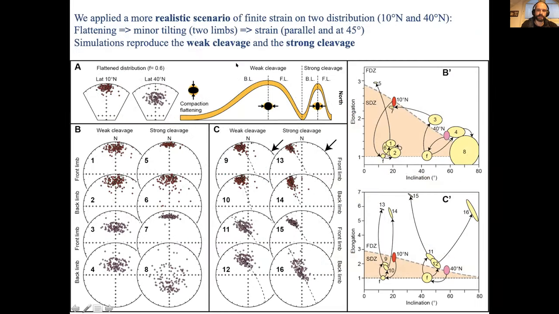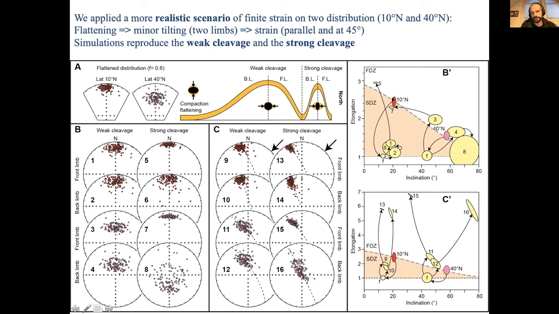But we know that it's not entirely realistic. So we decided to simulate just two distributions, at 10 degrees of paleolatitude and 40 degrees, with a series of events that could happen in reality. First we apply a compaction flattening of 0.6, the standard sedimentary flattening. And then the possible weak cleavage and strong cleavage in both limbs of the fold, and see what happened.